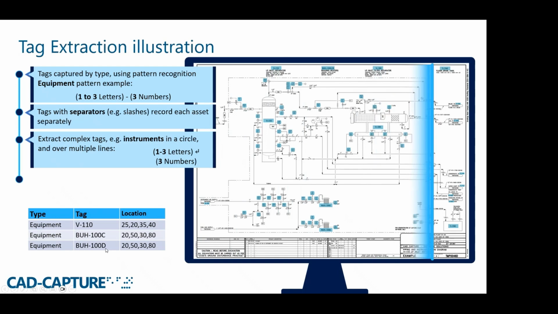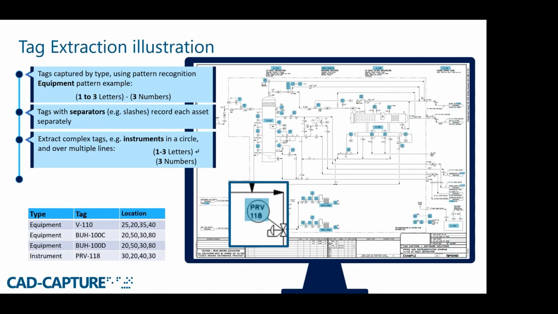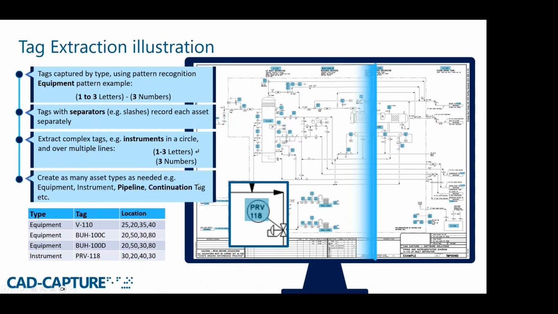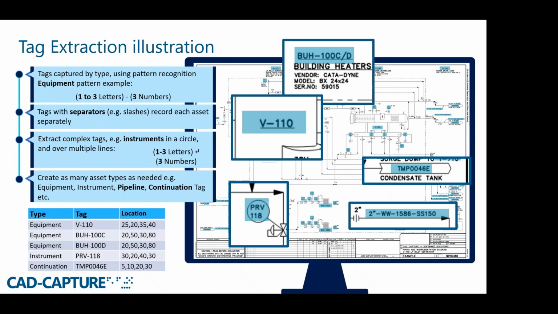An example of an instrument: very often these are located within an instrumentation circle, and we qualify on that basis. So the rule here is 1 to 3 letters, and then a return, then 3 numbers. But we can also further qualify that and add intelligence into the selection process by saying only validate this if it actually matches the rule, but also exists in the instrument circle, that's the bubble, and that means that you can cut down the false positives. Other examples, similar to what I showed you in the original example, will be lines, continuation tags, as well as the equipment and the instrumentation. All of this is configurable.